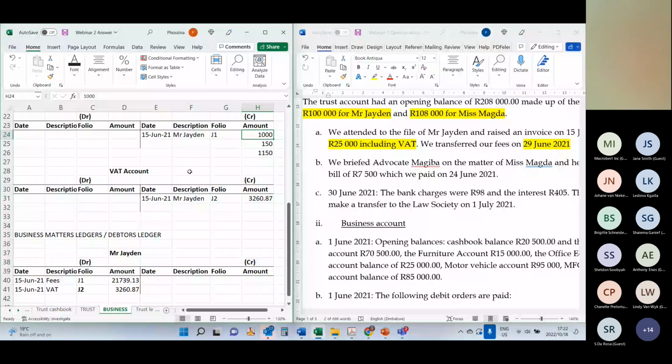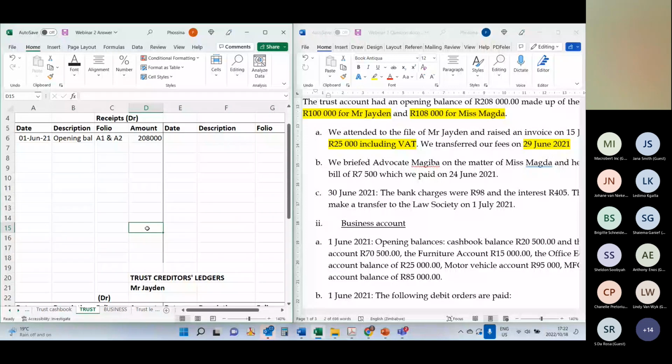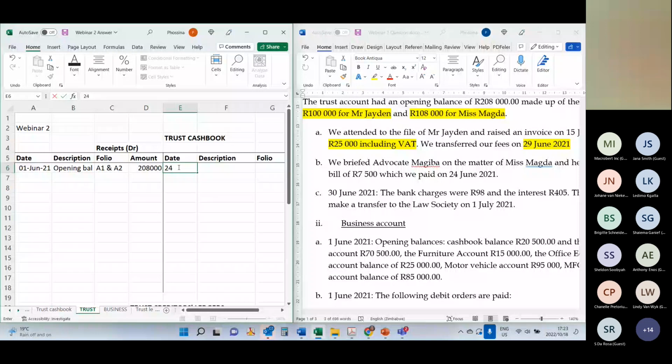Okay, and then part B, we briefed an advocate, Mahiba, in the matter of Miss Magda, and he presented us with a bill for 7,500. The thing that you look at is, do we have money for our client in the trust account? Yes, we are told that there's 108 in the trust account. You tell your client the advocate says 7.5, and if the client says go ahead and pay out of your trust account, we do so.